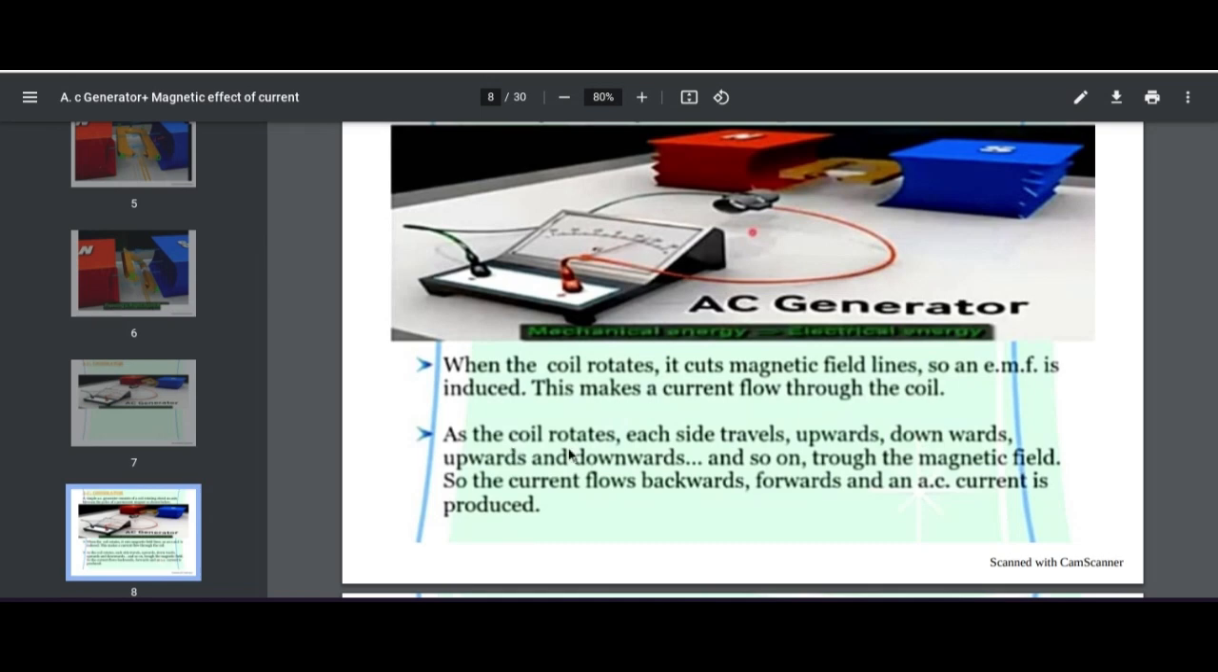As the coil rotates, each side travels upwards, downwards, upwards and downwards. Each side of the coil has a direction of upward, downward, downward and upward and so on through the magnetic field, so the current flows backwards, forwards and AC current is produced. For example, if the coil is forward, then the current will be backward. If the current is forward, then the coil will be backward.